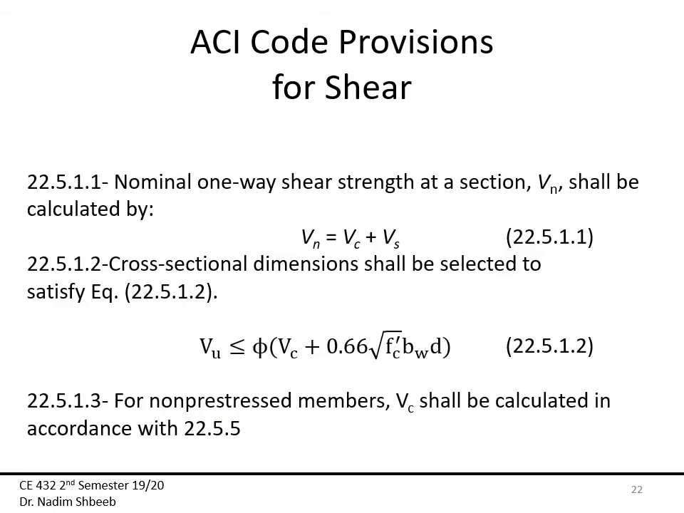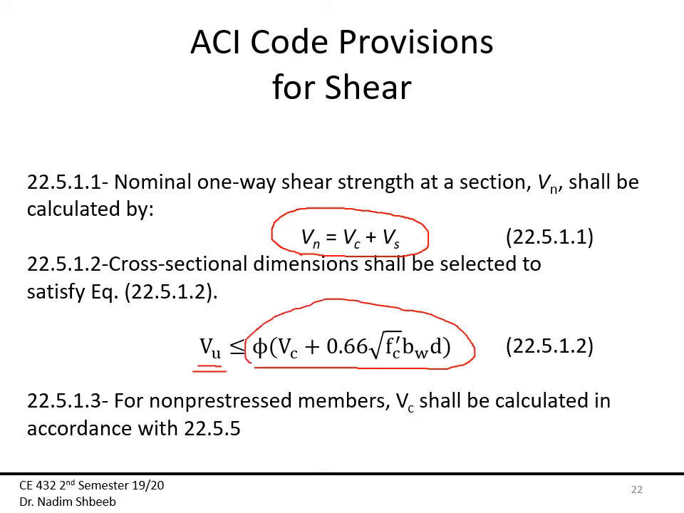Now, here I always like to show you at which sections these shear provisions are, so in case something down the road happens, things change, you will know where to go. And this is the empirical formula in which I'm telling you that the nominal shear strength is equal to the shear provided by the concrete and the shear provided by the steel.